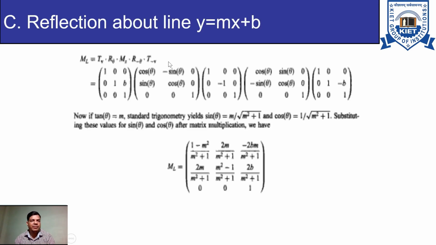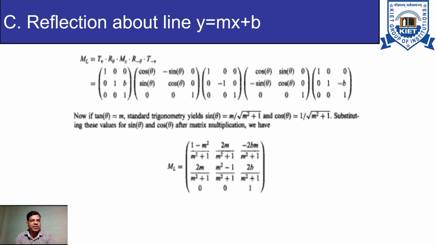Now we could have a reflection about y = mx + b. We have already seen in the previous lectures that we could have reflection about the x-axis, y-axis, reflection about xy, and reflection about any line which is perpendicular to the xy plane. This we have already seen. So there could be a reflection about y = mx + b also. It is an example of composite transformation, and in this case we have to multiply 5 matrices.